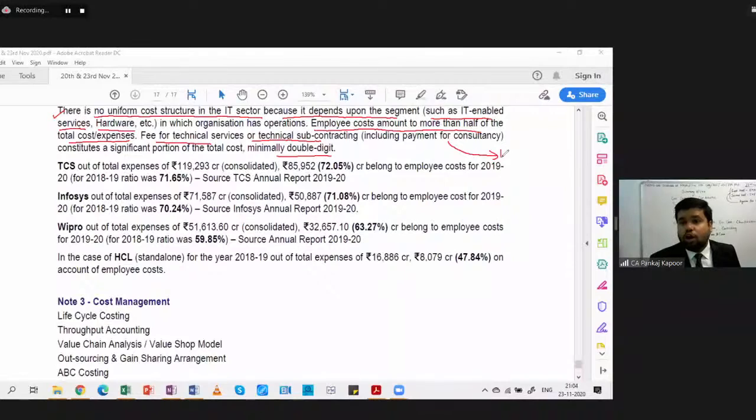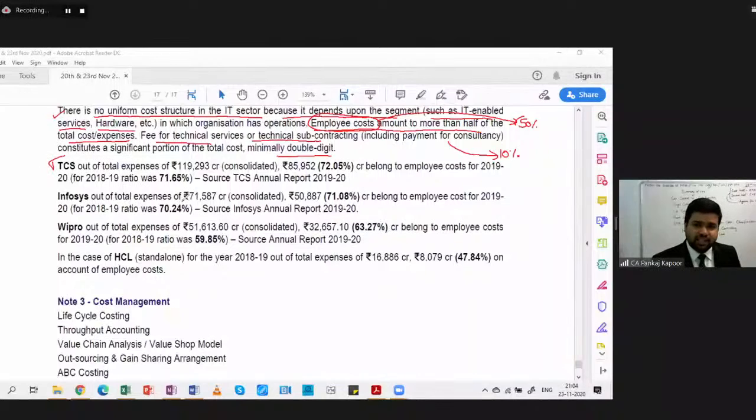So the cost of outsourcing or subcontracting is 10%, whereas the employee cost, because in the IT sector a large cost is incurred on salaries, is more than 50%. Now your question may be, sir, we don't believe your words, give us the proof. The proof is in front of you.